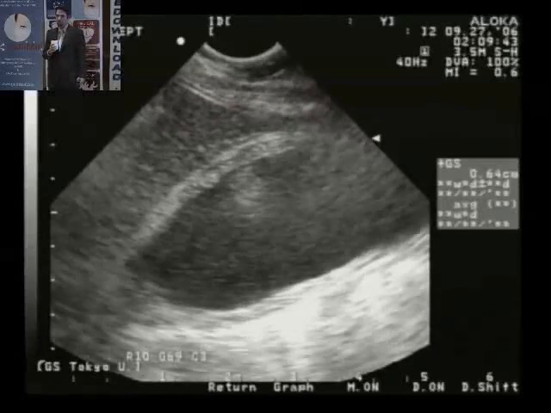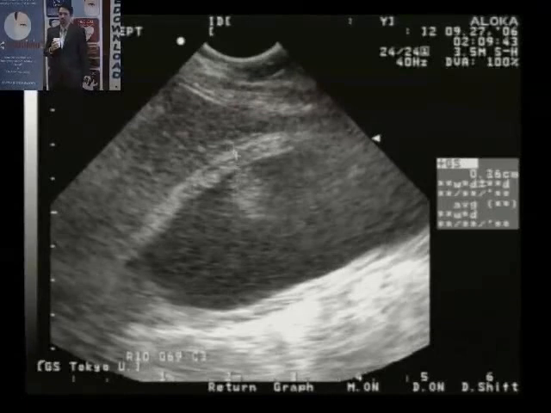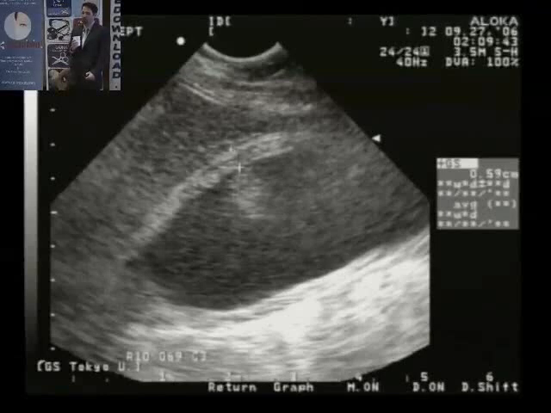This is an illustration showing a gallstone, and the gallbladder wall is being measured here. You can see the cursor move, and this turns out to be greater than 3 millimeters. This is a typical appearance of a thick gallbladder wall.